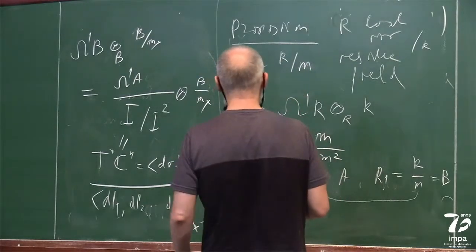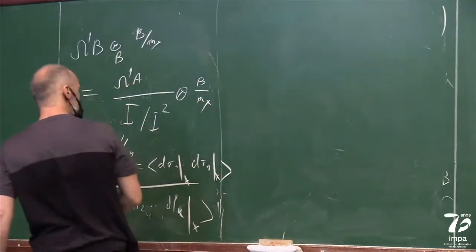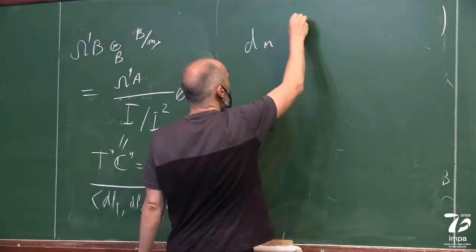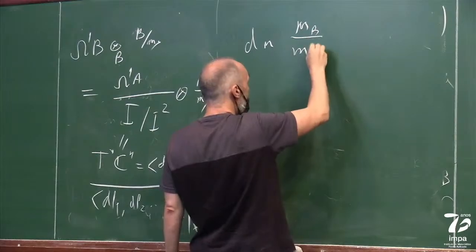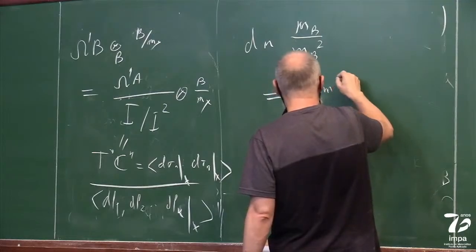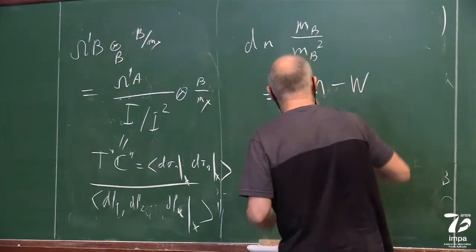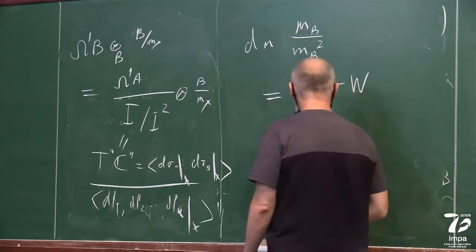So the dimension of this space, and this space is, as we have already seen, the Zariski tangent space. Dimension of M by M. So it's in B now. It's the maximal ideal in B, M by M squared, is equal to dimension 2n minus W. This is n dimensional. This is W dimensional. Okay.